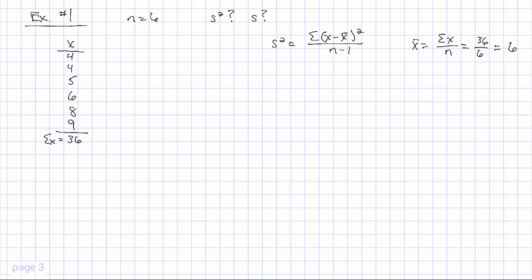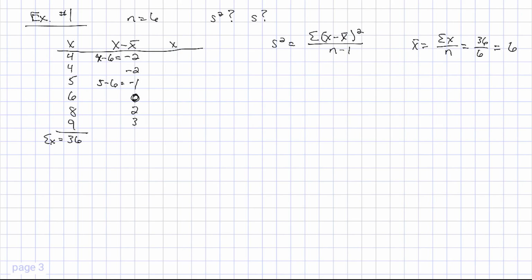Now that we have the average, we can proceed to calculate the variance. I've set up this vector as a table because it's easier to calculate variance in this tabular format. What we're going to do is calculate the difference between each of our x's and the average. So 4 minus 6 is negative 2. Then 5 minus 6 is negative 1. And then 0, 2, and 3.